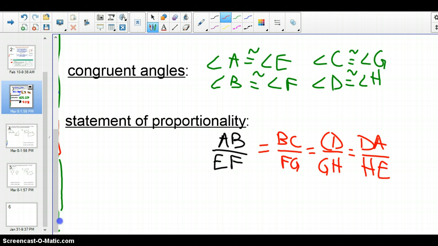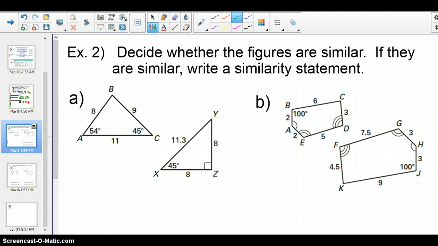All right, so the reason why I set these all equal to each other is because we know that the ratios of the corresponding sides are equal. All right, let's look at our example 2. In example 2, they ask you to decide whether the figures are similar. If they are, then write a similarity statement.